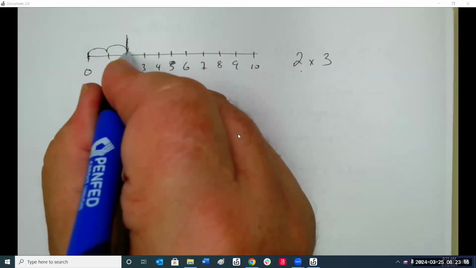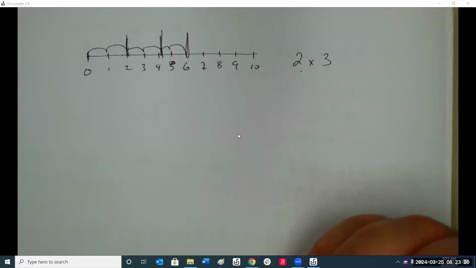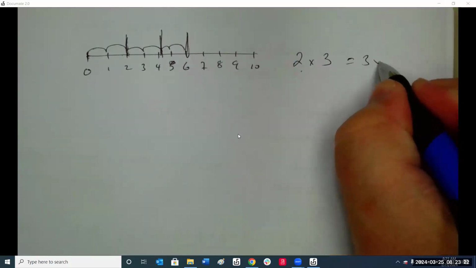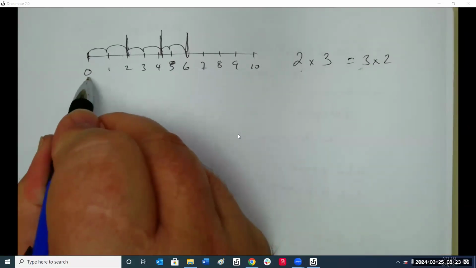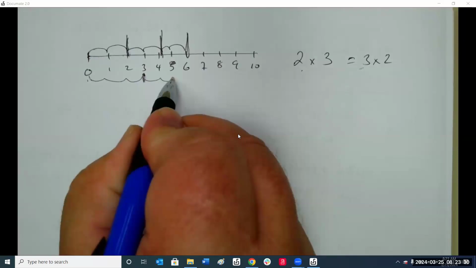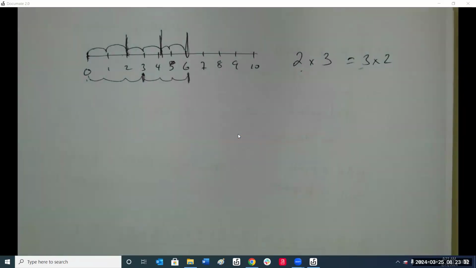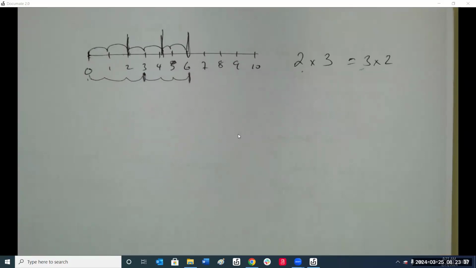So here's the first one. Here's the second one. And then we also flip it. So if we start at 0 and go over 3 spaces, 1, 2, 3. 1, 2, 3. And we get the same. So as long as we have the numbers in any order, we get the same answer. So do we have any examples here?